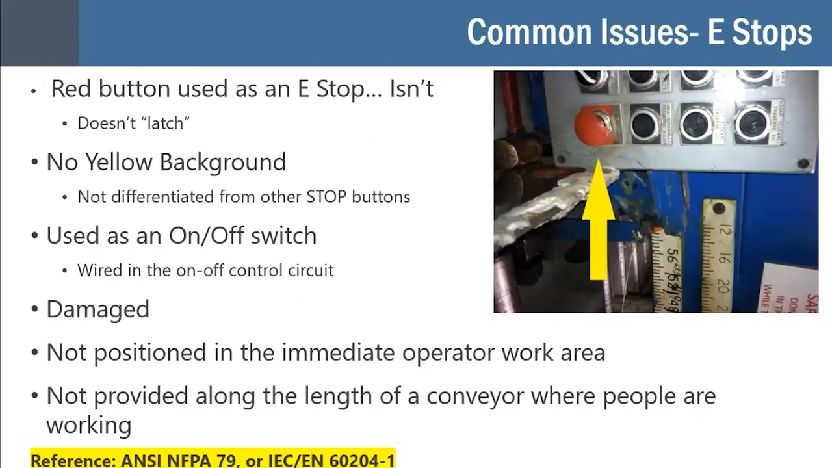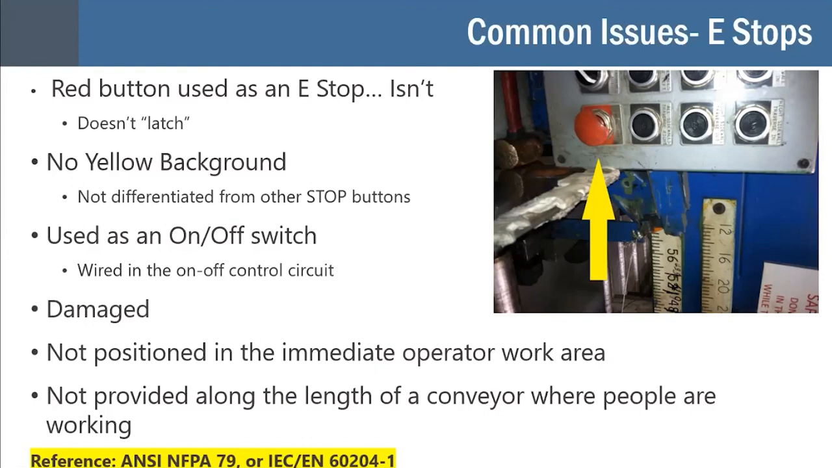So, a red button that's damaged, or it's labeled as an e-stop but doesn't function as an e-stop. It typically doesn't latch. There's no yellow background. Sometimes I've seen where e-stops have been retrofitted on and they're set up as an on-off switch. They're not supposed to function that way. They're damaged, as in this one is. Or they're located in an area that's not in immediate proximity to the operator.